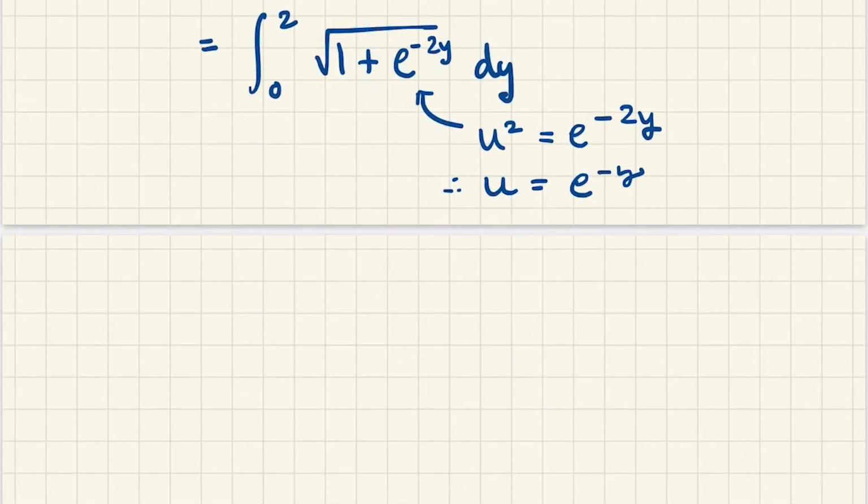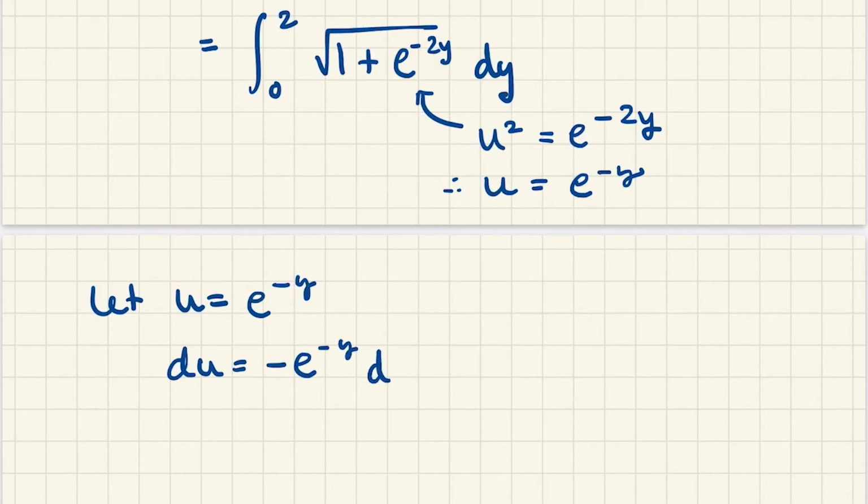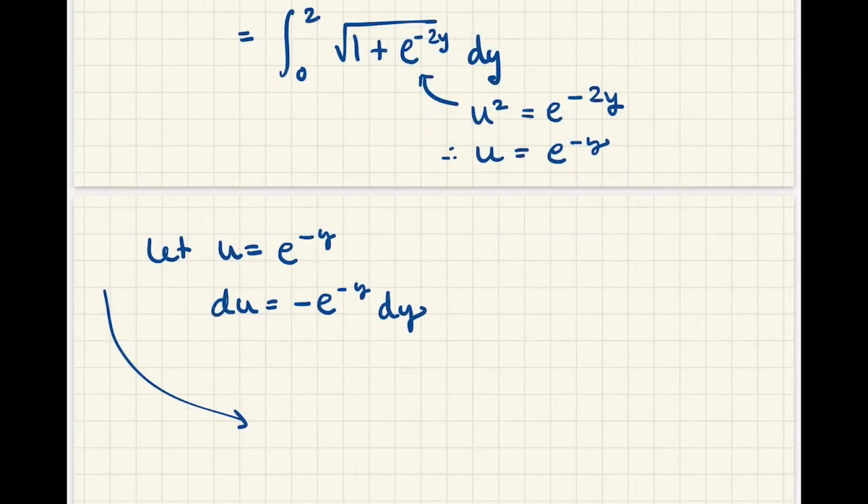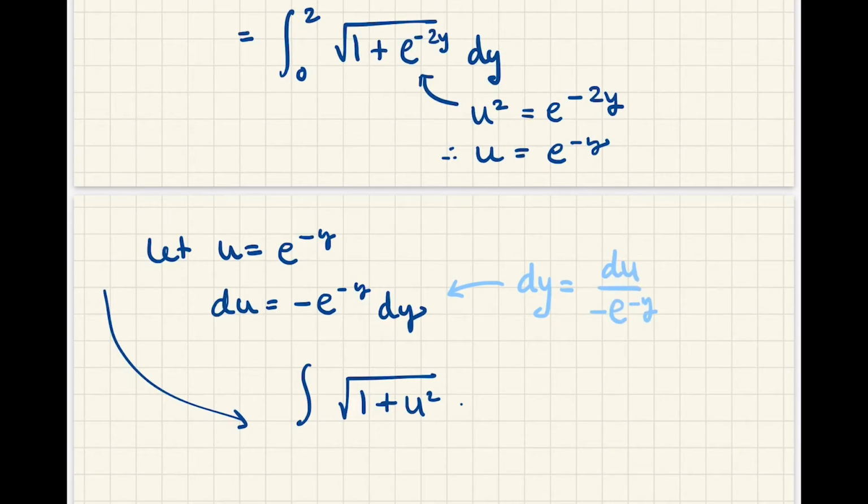Okay, well, let's do the substitution formally. So we'll let u equal e to the negative y, and therefore du is negative e to the negative y dy. So our integral becomes the integral of 1 plus e to the negative 2y. Well, we know that's u squared. And then our dy is, of course, du divided by negative e to the negative y, which could be written as du over negative u.